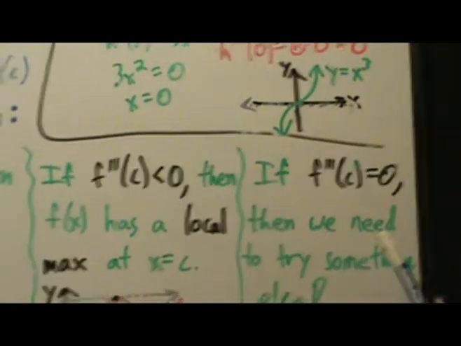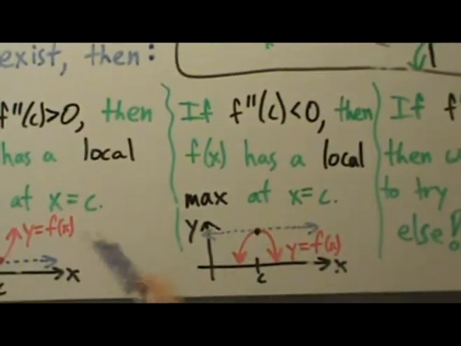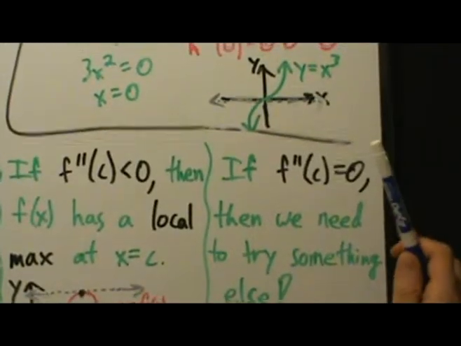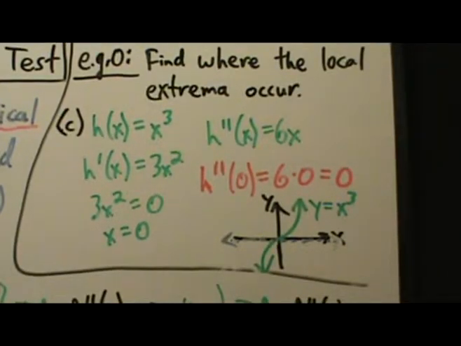Now, like we mentioned before, you could have a min or you could have a max, even if f double prime of c is 0. So let's see some examples of that.